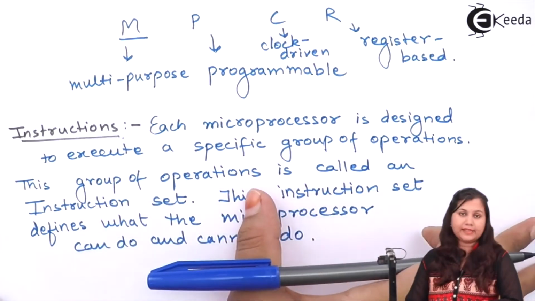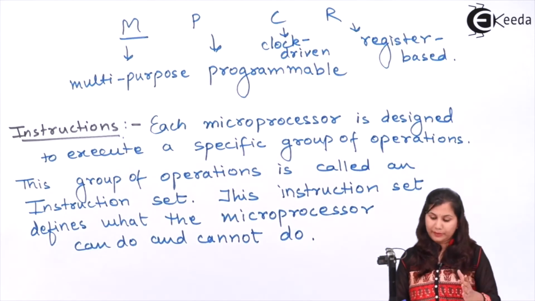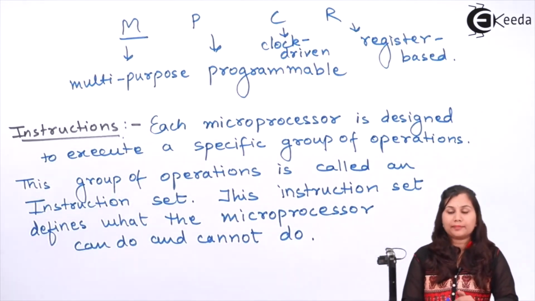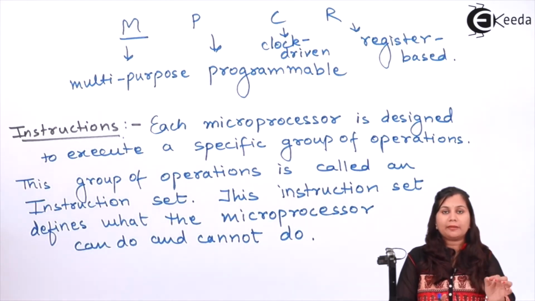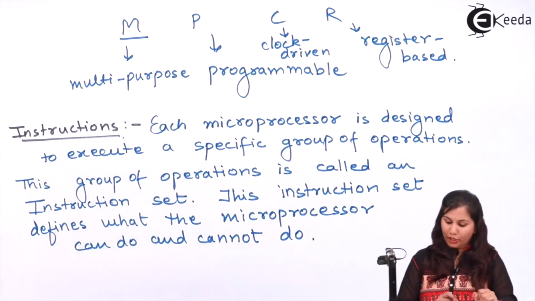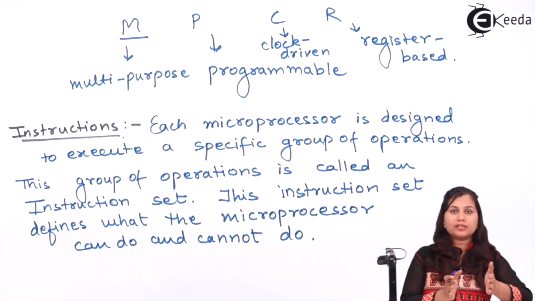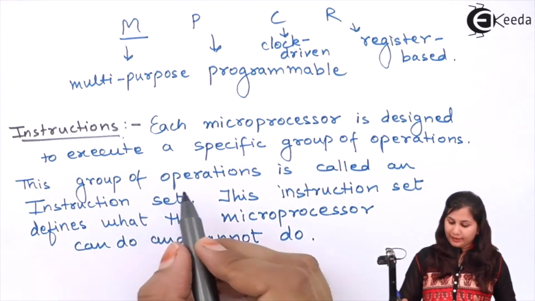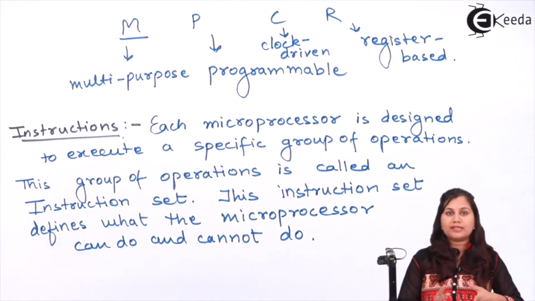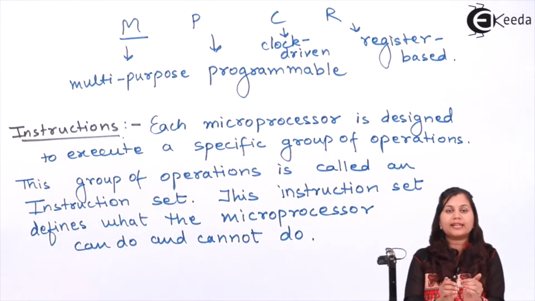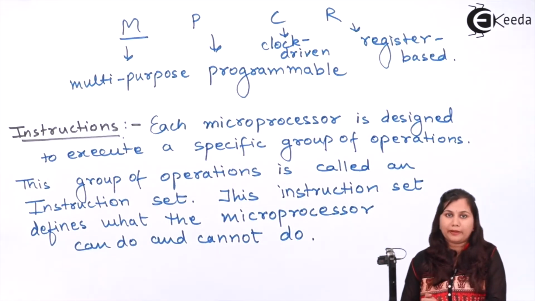Now, each microprocessor is designed to execute a specific group of operations, because microprocessors are used in various types of applications. So each microprocessor is designed to perform a specific kind of operation, or it can be used in a specific application only. Now, the group of operations which a microprocessor performs is called an instruction set. So the various types of operations which a microprocessor can perform are combined and an instruction set is formed for each type of microprocessor.